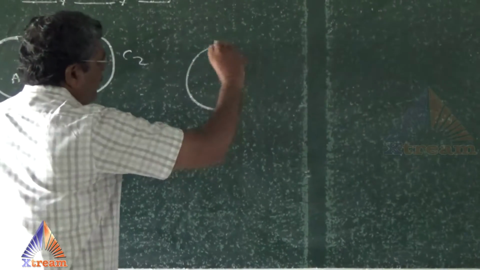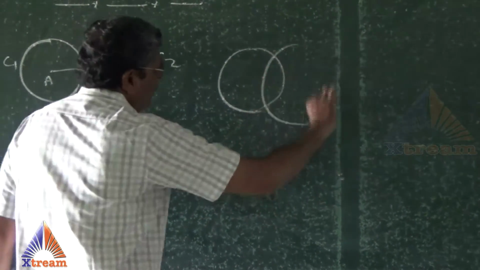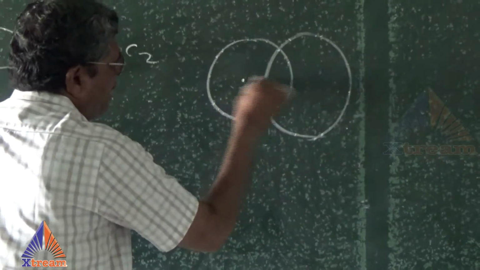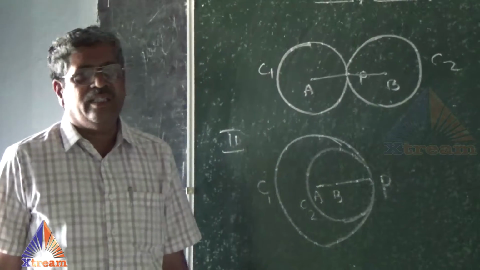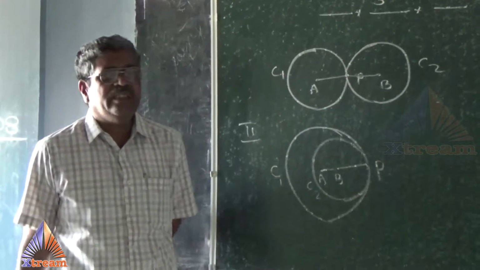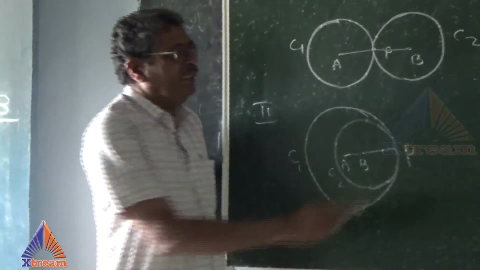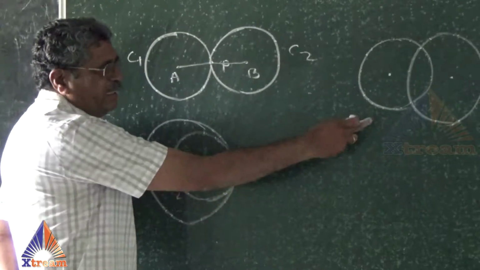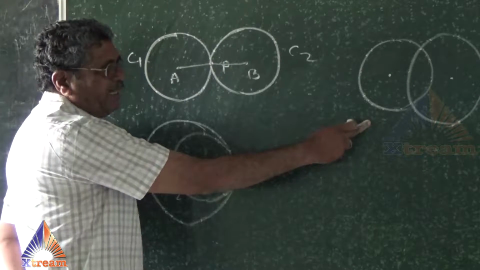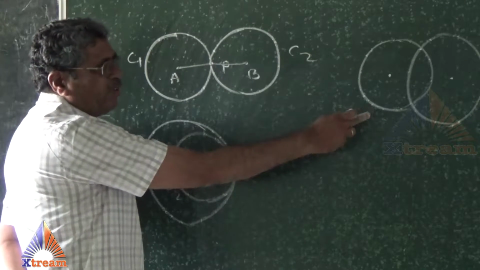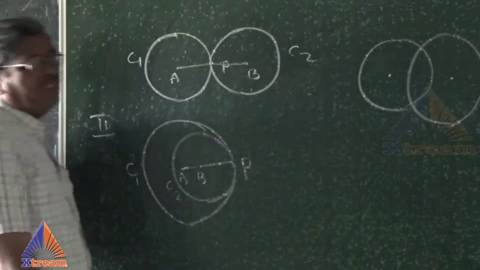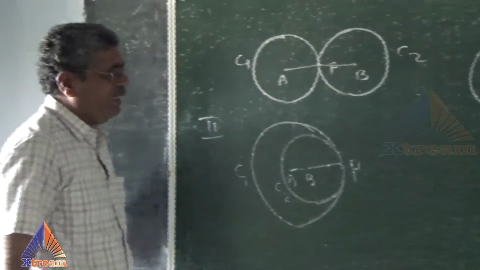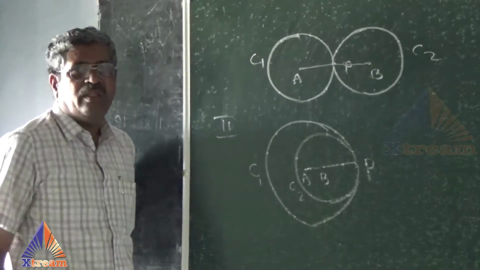But two circles like this are not called any type of touching circle; they are intersecting circles. They are neither external nor internal. These types of circles are not called touching circles, they are called intersecting circles. So next class I will give the theorem and some more.